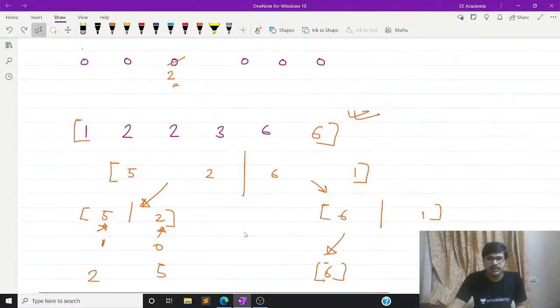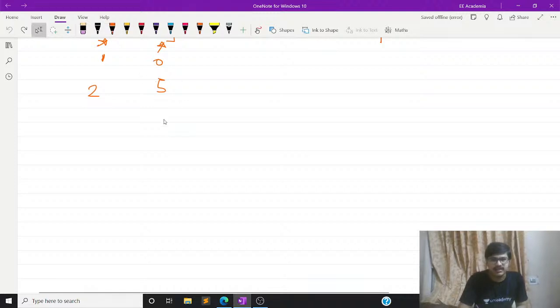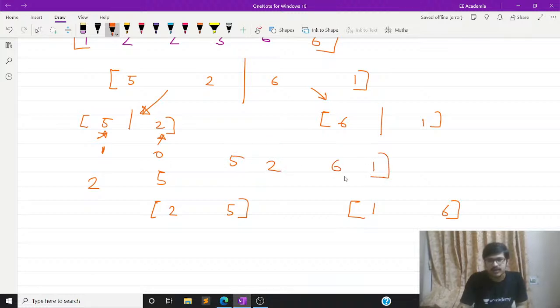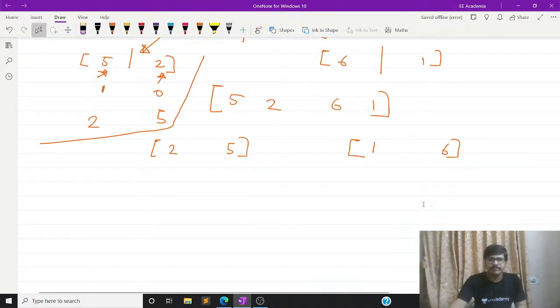Okay, so this is what we have now. Now we are done with this. So we now have these two arrays: 2, 5, the left half, and 1, 6, the right half. And the initial array we had was 5, 2, 6, 1. I am trying to explain, I cannot erase them, so just bear with me. I hope the logic would be clear to you at least.